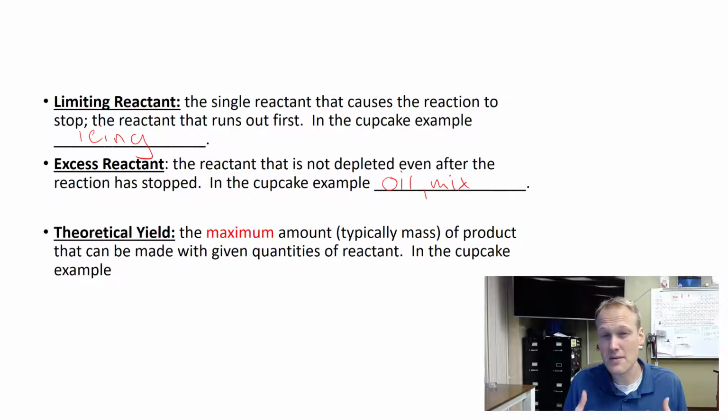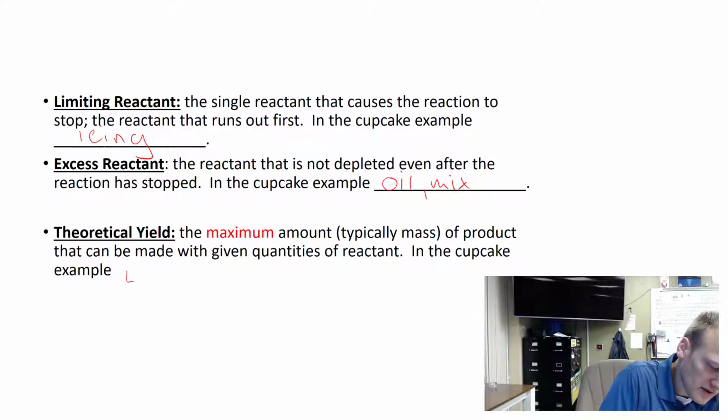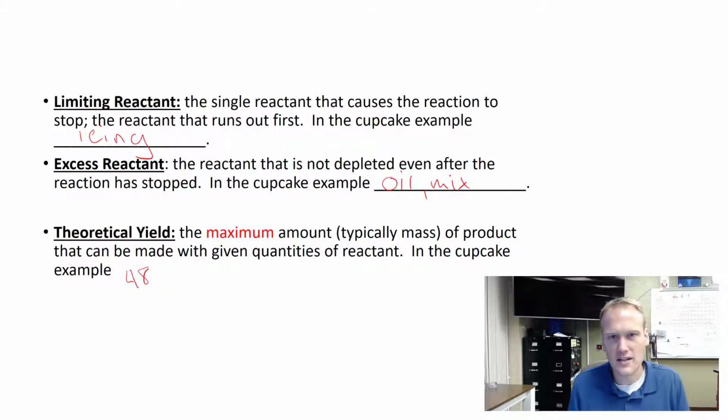The theoretical yield is the maximum amount of product that you can produce based on the reactants or ingredients that you have. In this case, the theoretical yield was 48 because we could make 2 batches of these cupcakes based on the icing, the limiting reactant. The theoretical yield will always be based on the limiting reactant when it runs out. So the theoretical yield in the cupcake example was 48 cupcakes.